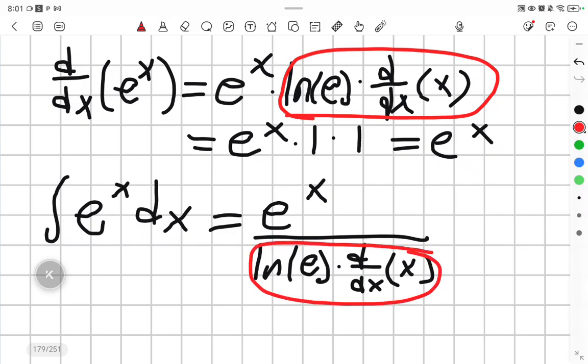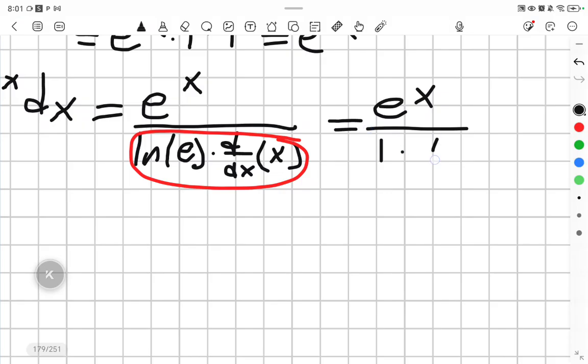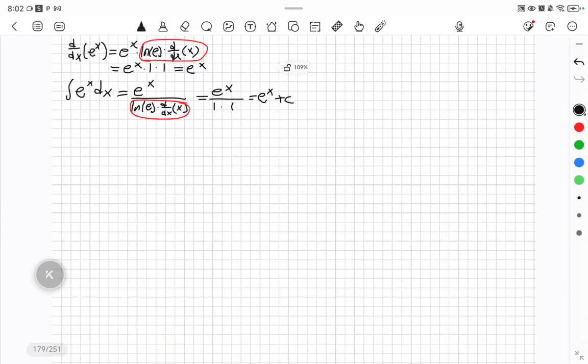You see, right? So that's how we apply e to the x. That's why e to the x will always remain e to the x, whether you integrate it or you derive it. Then plus c. The only difference is that when you integrate it, you add c. You see, right? That's the only difference.